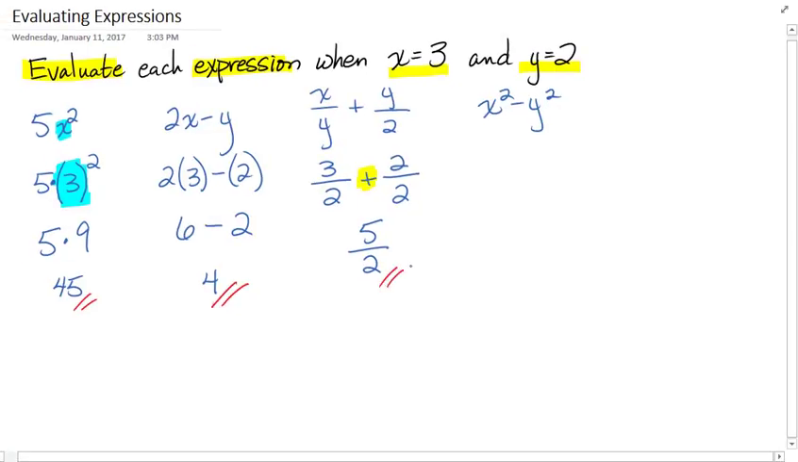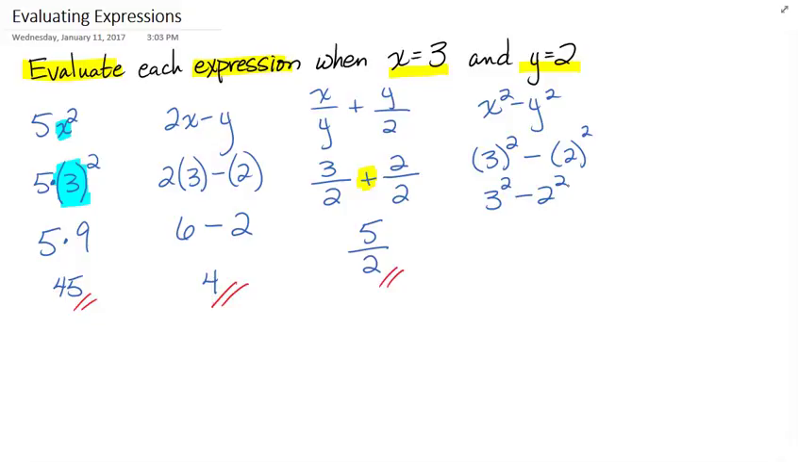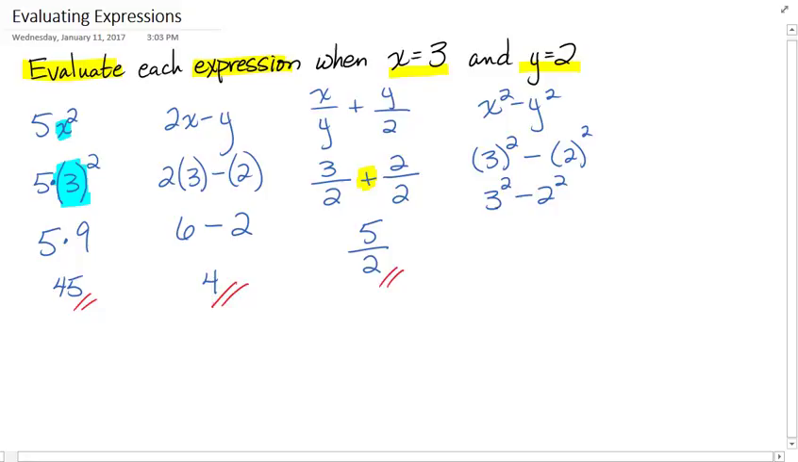And then the last example, we can do it like this: 3 in parentheses minus 2 in parentheses. Or once you get comfortable, you can write it like this: 3 squared minus 2 squared. The parentheses are really there and really helpful when one of the numbers that you're evaluating the expression at or plugging into an expression is a negative number. With a positive number, it's not so critical.